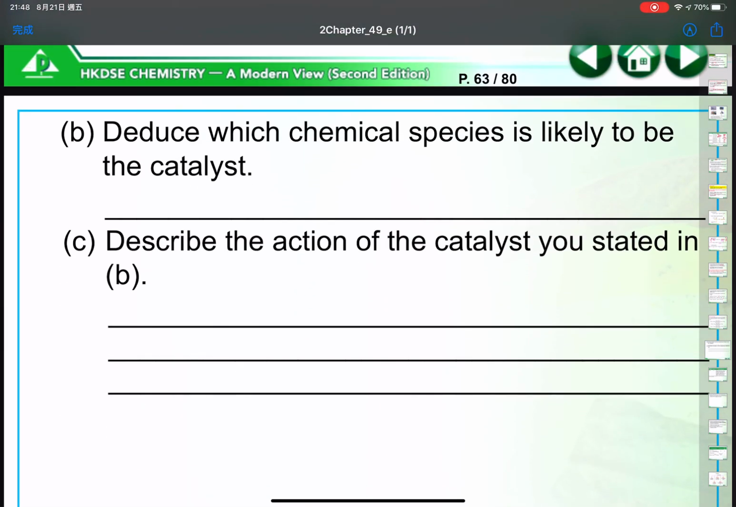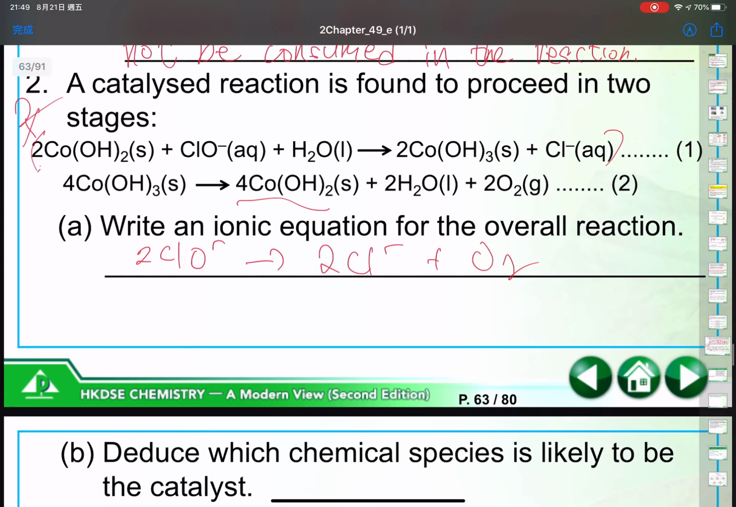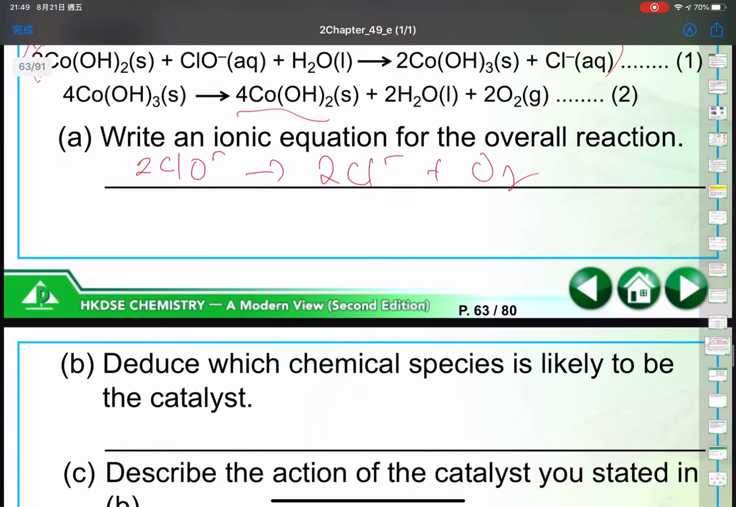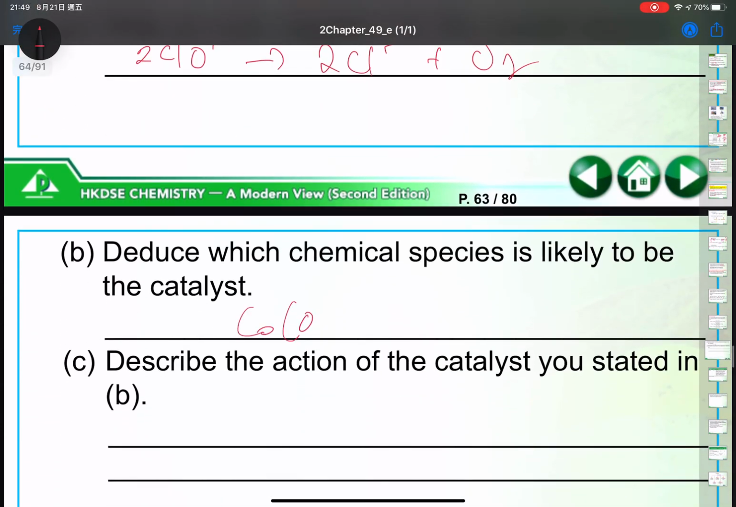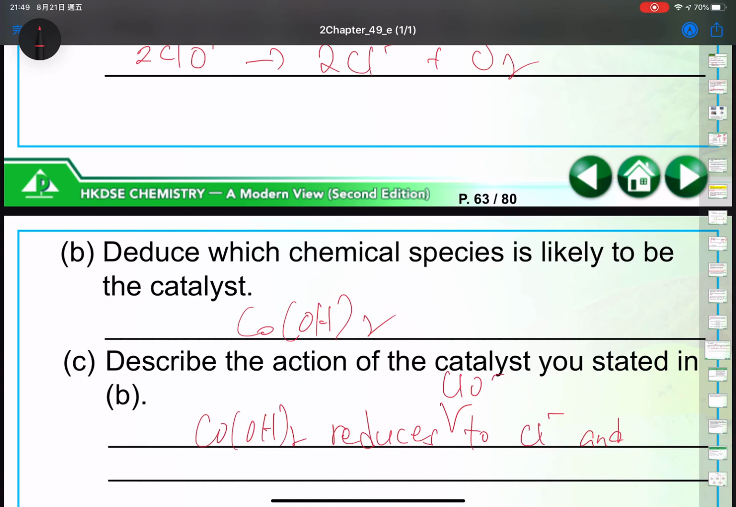Deduce which chemical species is likely to be the catalyst. Which one? You delete, Co(OH)2, so this one will be the catalyst. Describe the action of the catalyst. Co(OH)2 reduces ClO minus to Cl minus, and itself is oxidized.